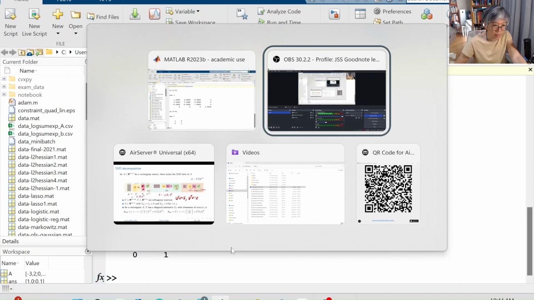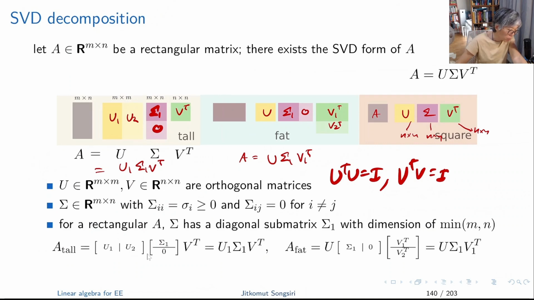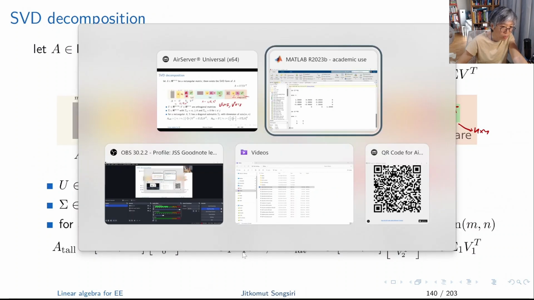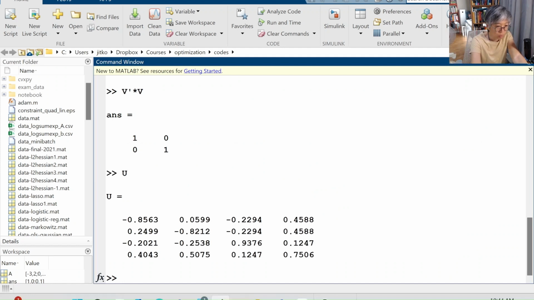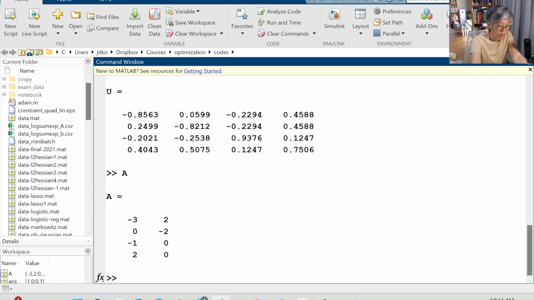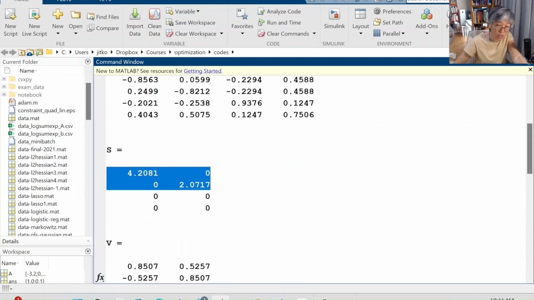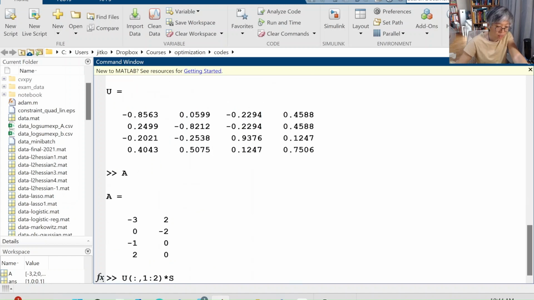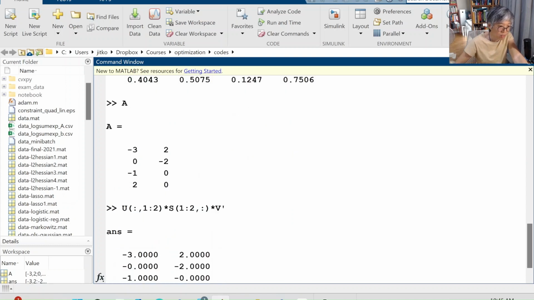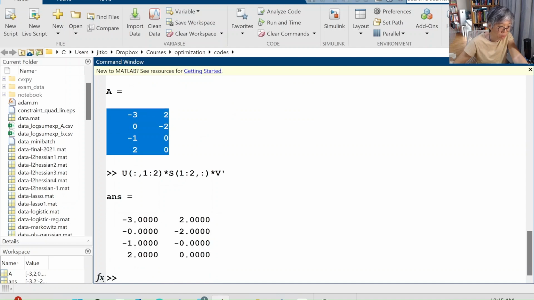Okay, and come back to the lecture a little bit. For the tall case, the information that we only need, the factor, is going to be U1 sigma 1 V transpose. So my A is 4 by 2, right? So if I take only the U1, that's going to be the first two columns in U times sigma. So I only need sigma 1, which is this part. Okay, so I'm gonna get sigma from 1 to 2, all right, and then V transpose. This gives me the matrix A.